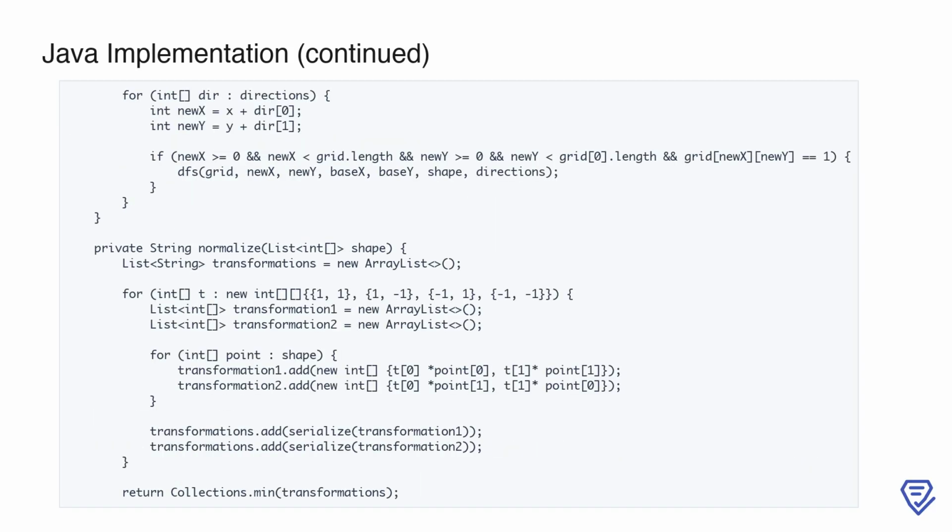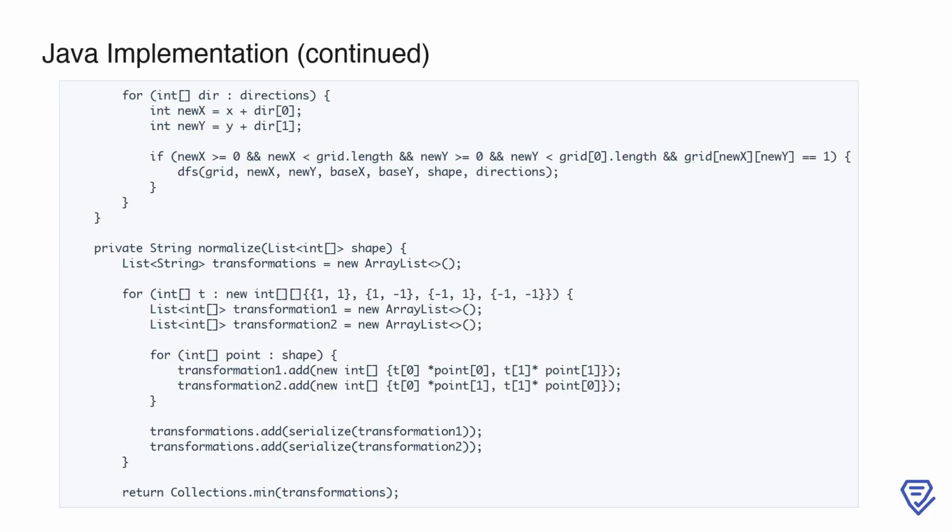In the DFS method, we mark the current cell as visited by setting its value to 0 and record its position relative to the starting point of the island in the shape list. Then, for each of the 4 possible directions in the directions array, we calculate the coordinates of the neighboring cell. If the neighbor is within bounds and is land, we recursively call the DFS method to continue exploring the island.